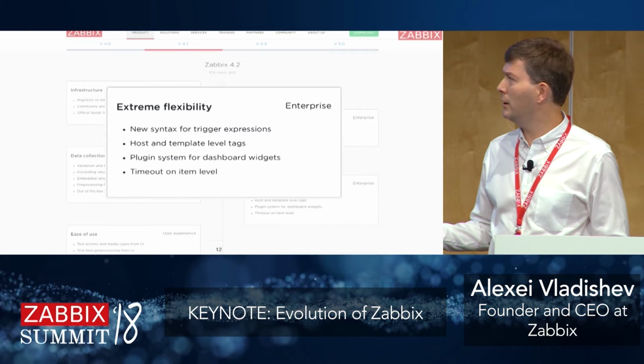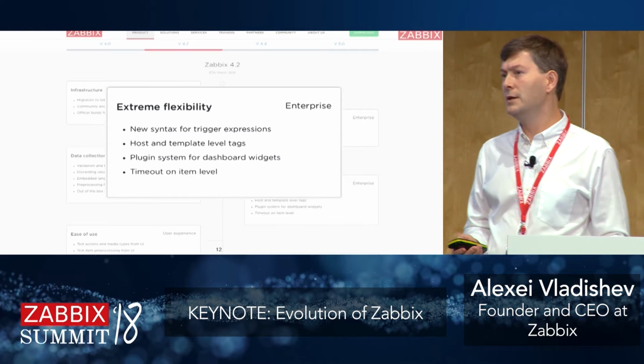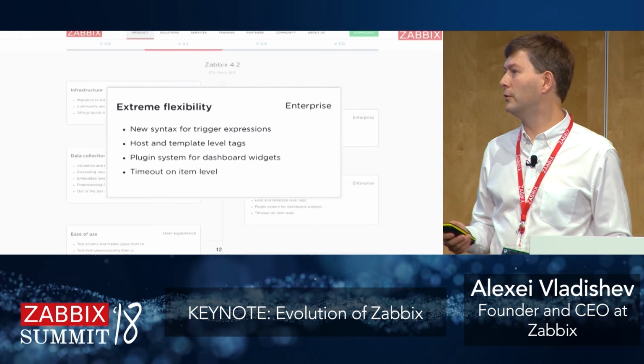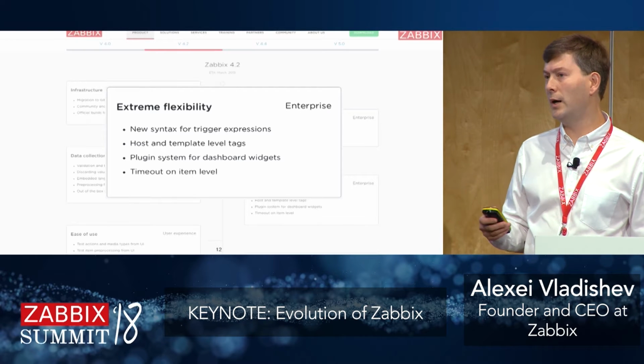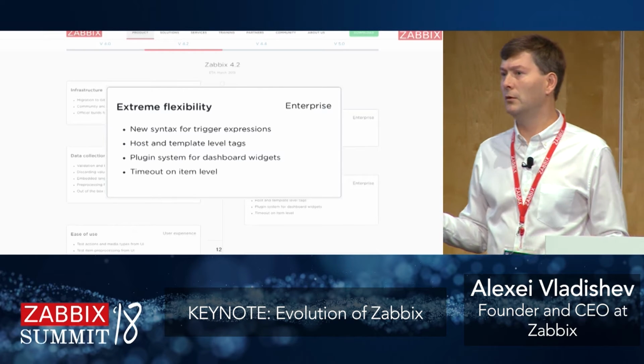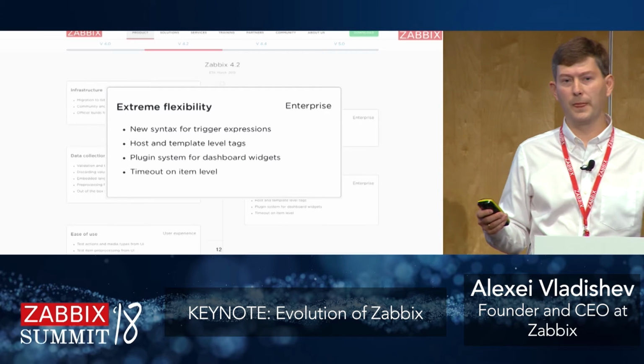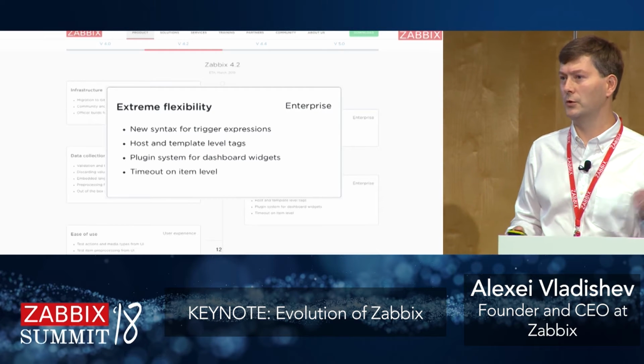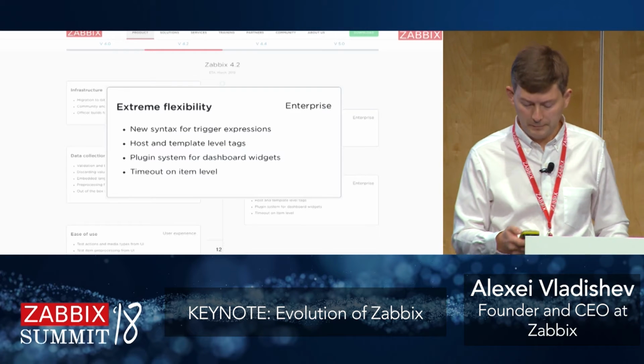And timeout on item level, which is already implemented for some of the checks, for example the HTTP agent, but it's not implemented for all items. That's why maybe some of you have a parameter like a global timeout set to, I don't know, 30 seconds, which is not good to have on a global level.